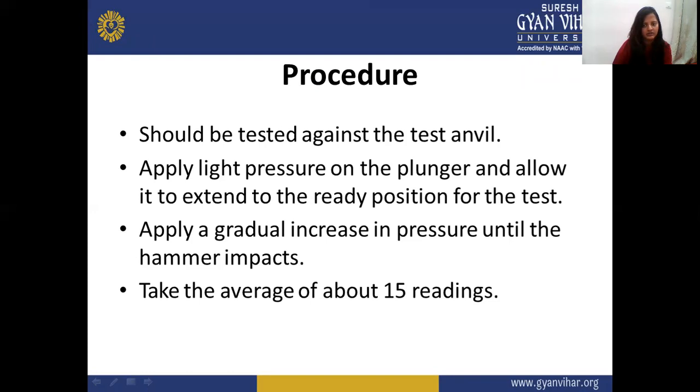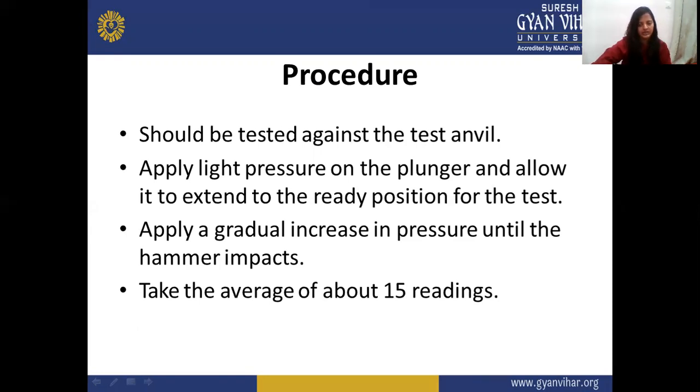Apply light pressure on the plunger and allow it to extend to the ready position for the test. We need to make sure that the plunger is initially outside the casing, and the error should be exactly zero. So it needs to be calibrated properly before testing. Apply a gradual increase in pressure until the hammer impacts.